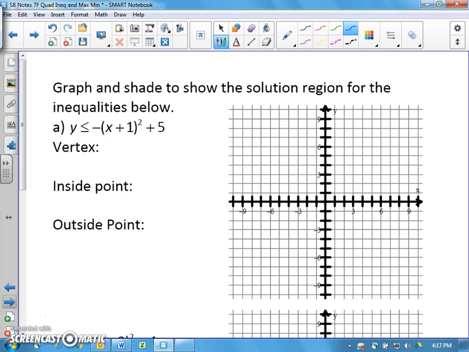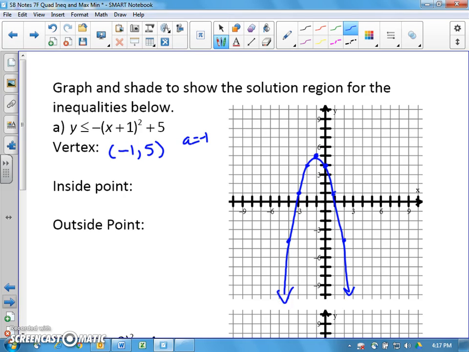So let's do an example. Here's an equation in vertex form. So we're going to start by naming our vertex. Should be -1, 5. And since we have this -1 out front, I know that a is -1, so my concavity is going to be down. It's going to open down. So let's get this graph. -1, 5. And I'm going to open down with a stretch of 1. So that's 1, 2, 3, 4, 6, 7, 8, 9. And because I have less than or equal to, I'm going to use a solid parabola.